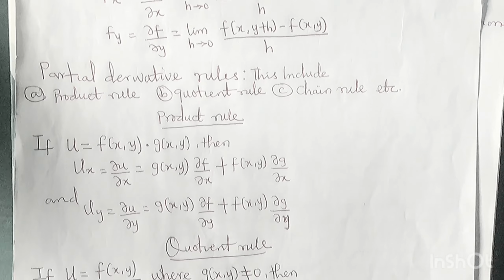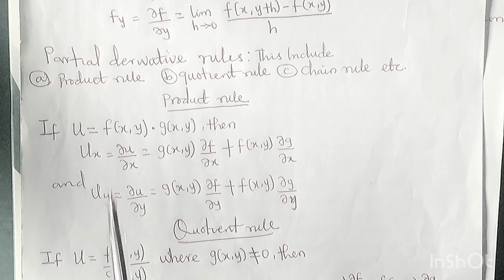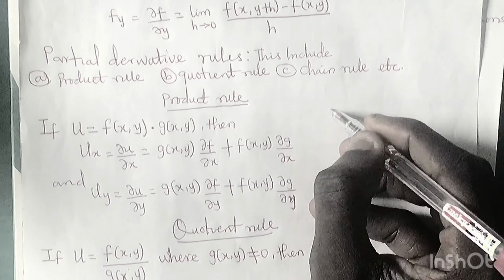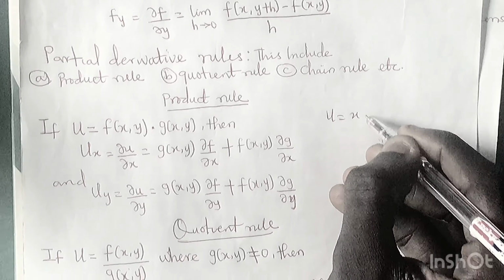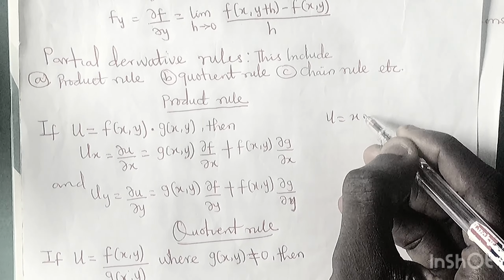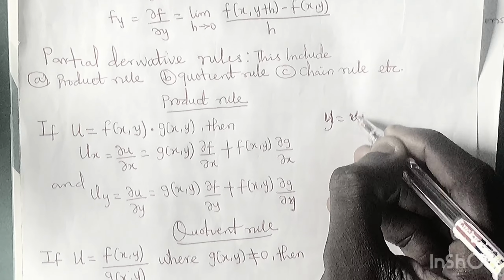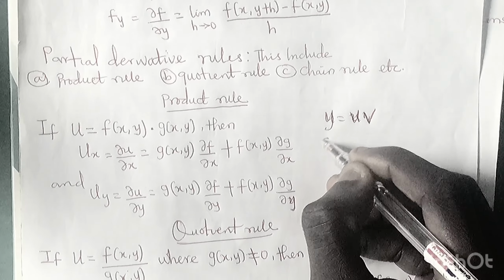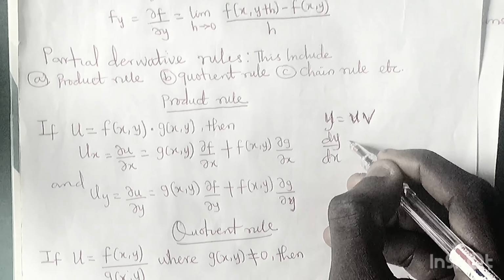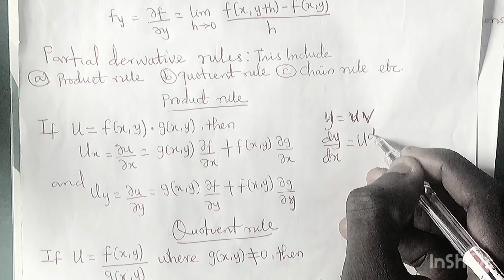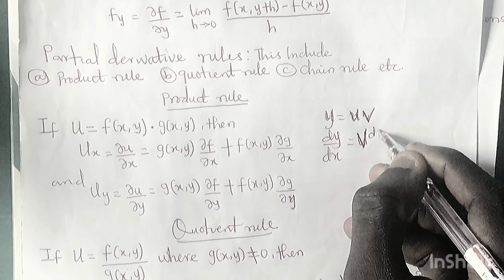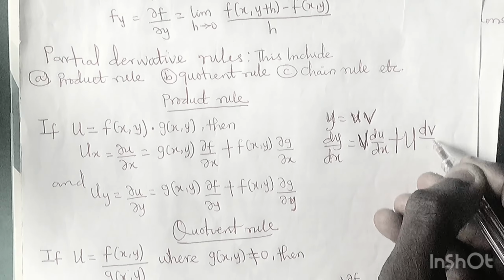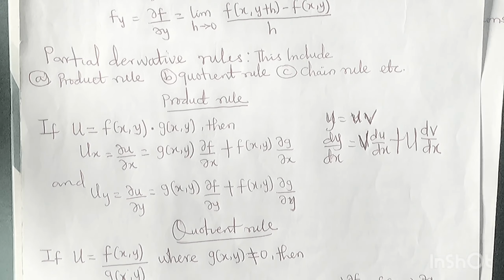So what will now be the derivative? It is very simple. For respect to x, you have partial u partial x. Normally, if you have y equal to uv, you are going to say dy dx equal to v du dx plus u dv dx.